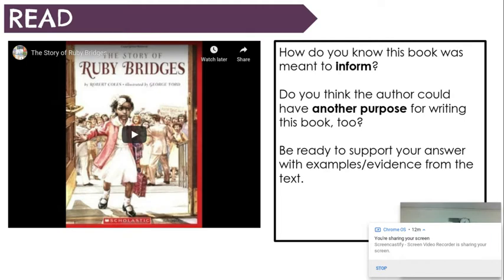So if we were having this conversation in class, I might ask you to support your answer with examples and evidence from the text. I might say to you, how do you know that? What could you tell me from the story that makes you think that?